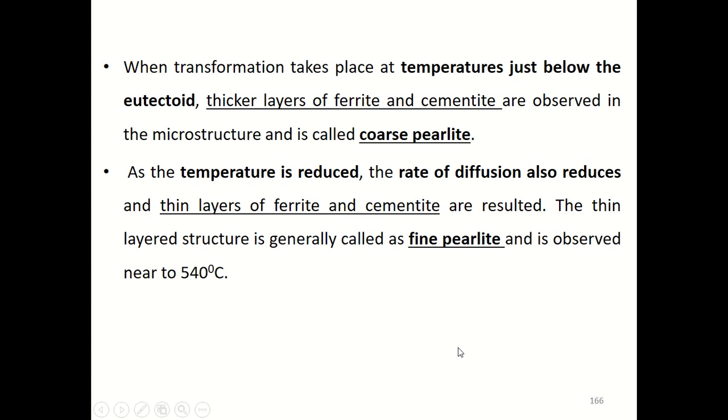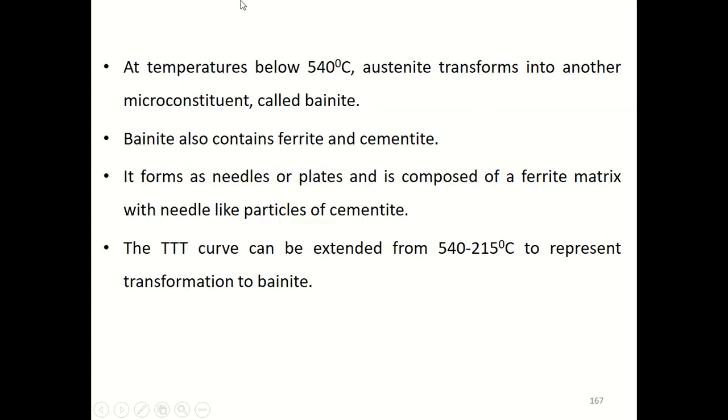And then at temperatures below this 540 degrees Celsius, what will happen? This TTT diagram helps in giving information about that. At temperatures below 540 degrees Celsius, the austenite transforms into another microconstituent called bainite. We have not learned about this new thing. While discussing the iron carbon equilibrium diagram, we learned up to pearlite, isn't it? But if you go below 540 degrees Celsius, another microconstituent gets formed, bainite.